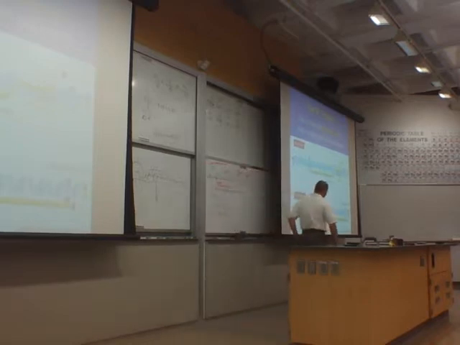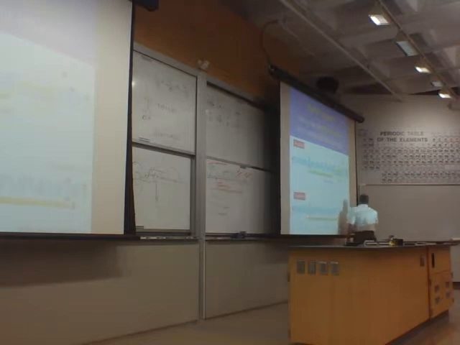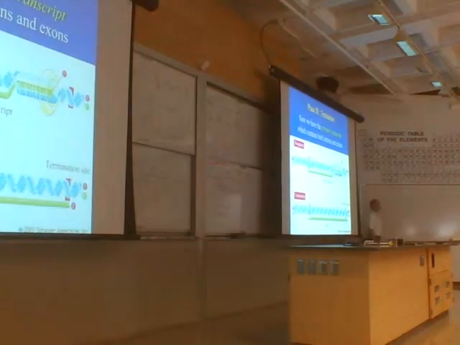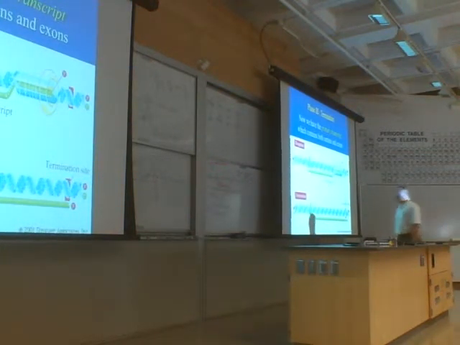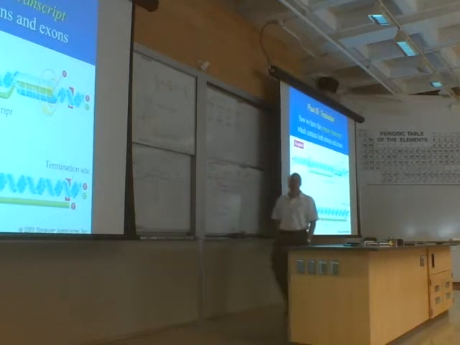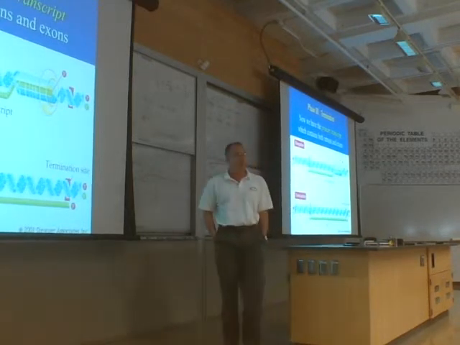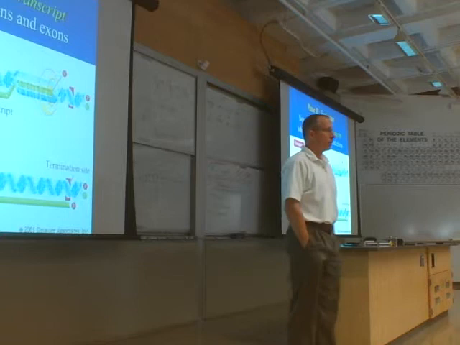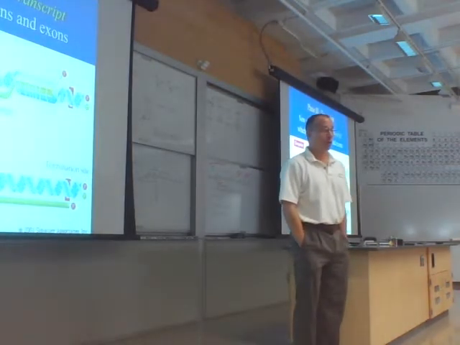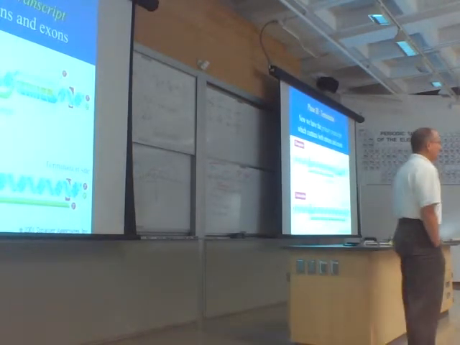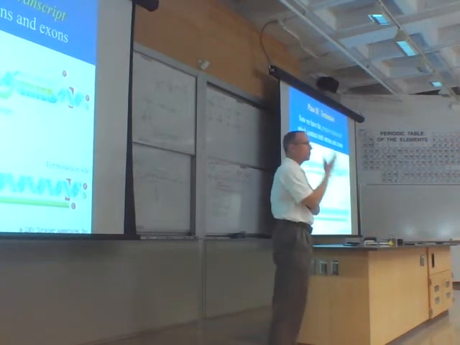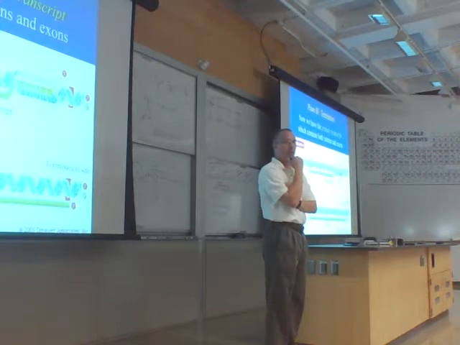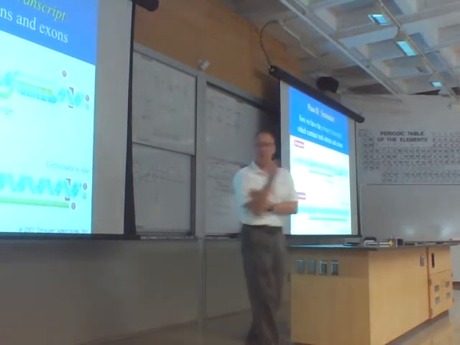Alright, so this primary RNA has copies of both exons and introns. True or false? It needs to copy both the exons and the introns to make the protein correctly. False. What does it not need? The introns. So we don't need the introns at all. The introns then do what? Exactly, they allow that transcript to leave the nucleus.